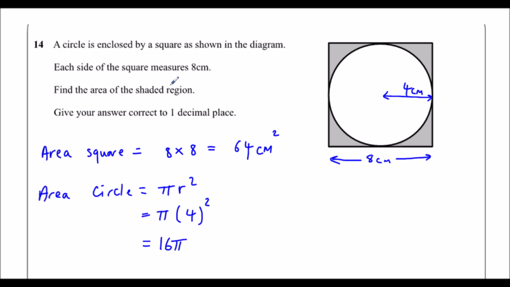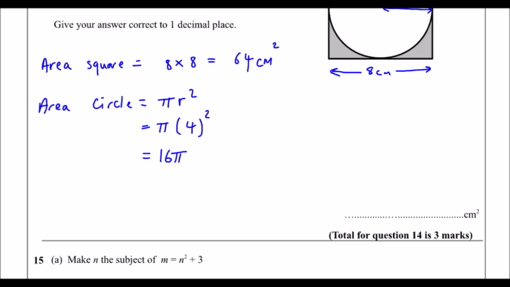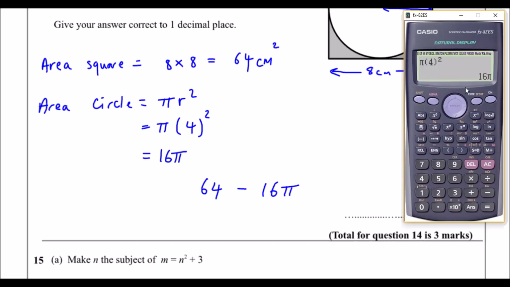And so the shaded bit is going to be 64, take away that answer. And we're going to give our answer to 1 decimal place. So this answer is still in the calculator. We're going to do 64, take away the answer, and to 1 decimal place, that's 13.7.